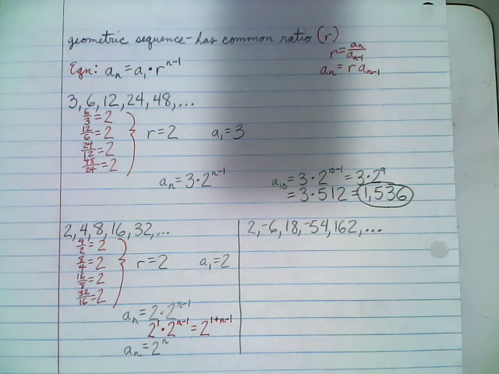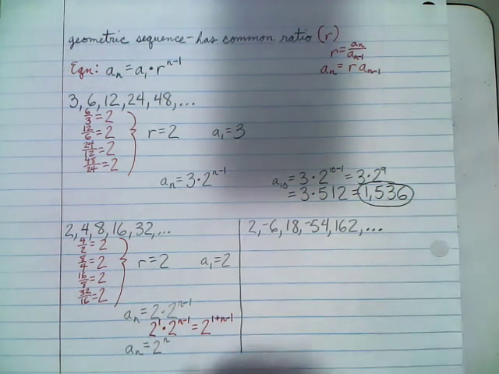So this one's a little different. Notice that it's going back and forth. Positive, negative, positive, negative, positive. You can assume the next one would be negative. So same idea here, constant ratio.